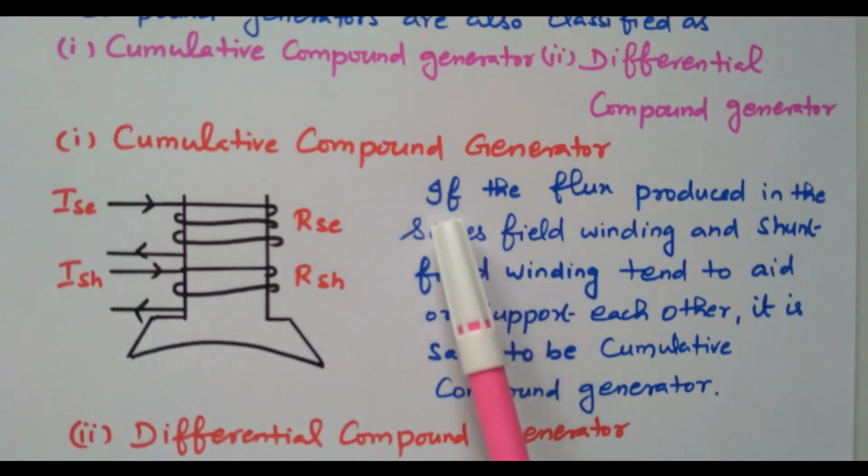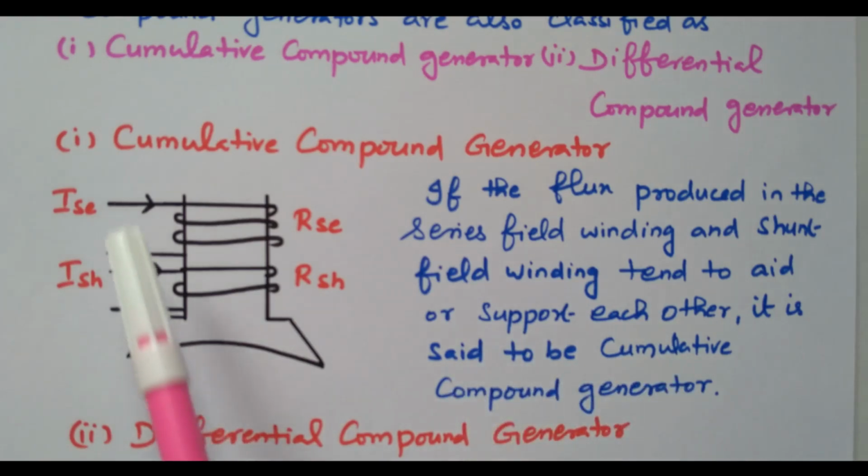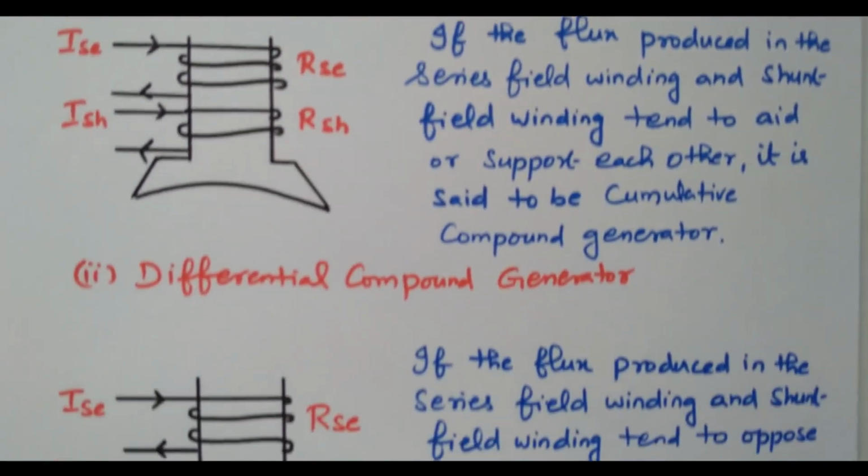That is given here. If the flux produced in the series field winding and shunt field winding tends to aid or support each other, it is said to be a cumulative compound generator, right. Because of the same current direction, both fluxes will be added together, so that is called a cumulative compound.